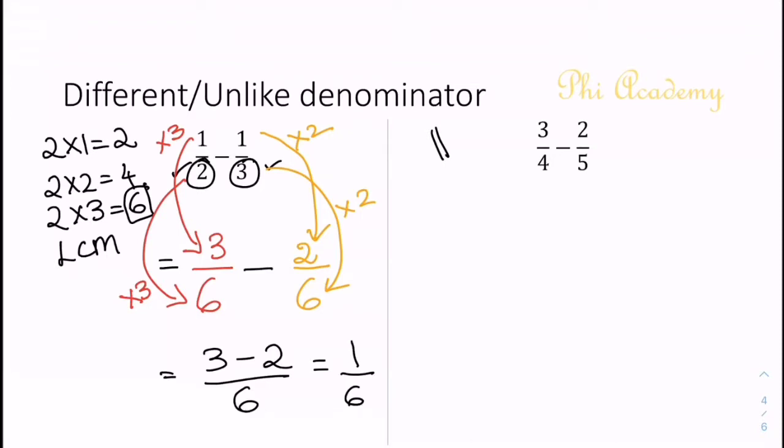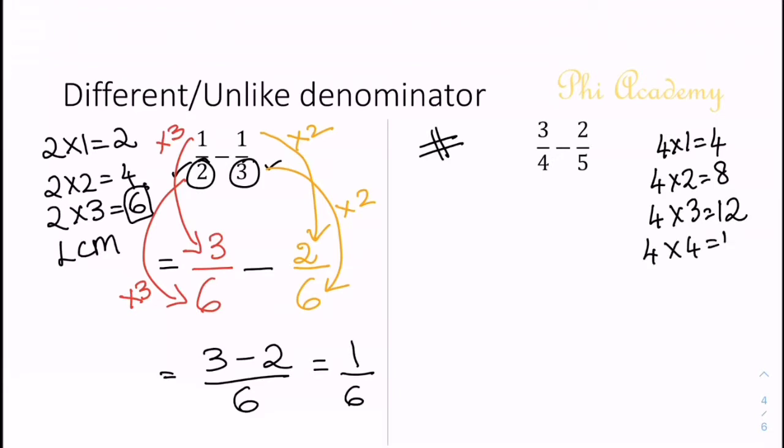Pause the video and have a go at this question by yourself, and then we can come back and do it together. So for different denominators, we will start with the smaller number and list out its multiples to find the LCM. So 4 times 1, which is 4, is not divisible by the other number, which is 5. 4 times 2, which is 8, again not divisible by 5. 4 times 3, which is 12, not divisible by 5. 4 times 4, which is 16, again not divisible by 5. 4 times 5 is 20. Is this divisible by 5? Is it divisible by 4? So this is what we call our LCM.